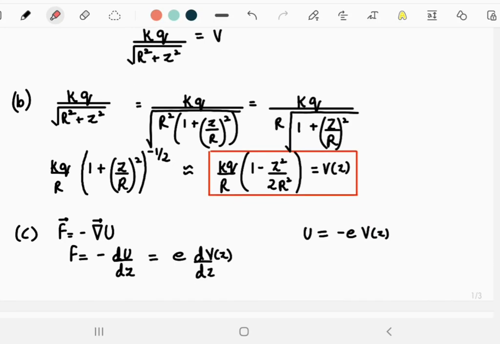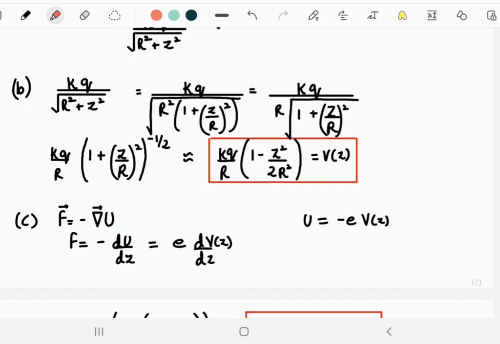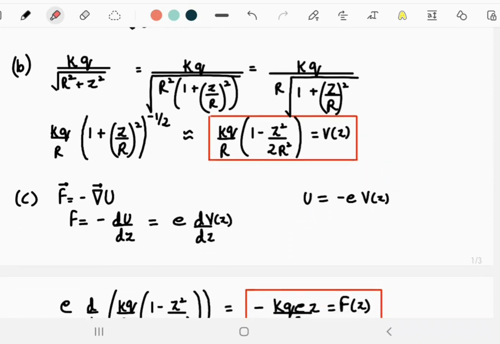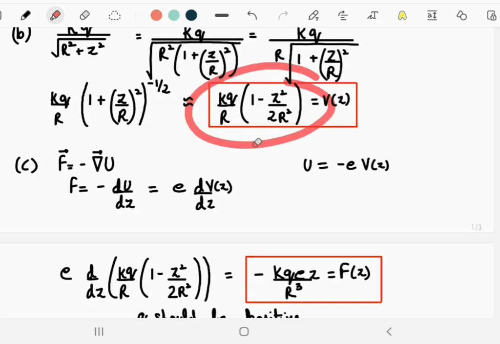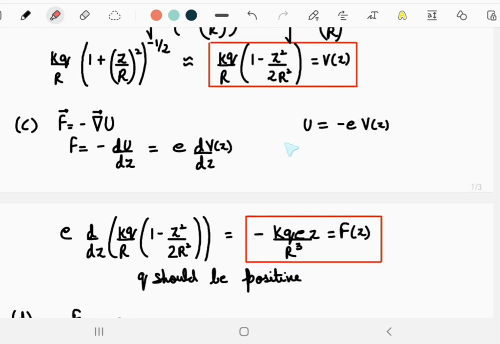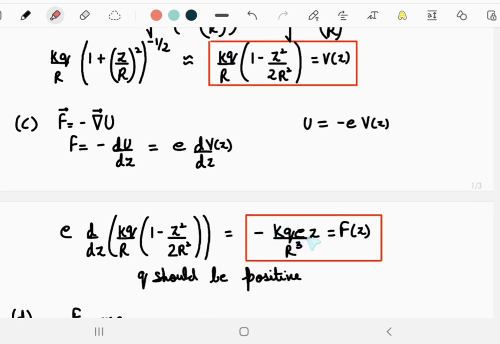Okay, so we all know that F is equals to negative gradient of potential energy, so F will be equals to minus dU by dz, and we can write this potential energy is equals to q into V. q है minus e and potential है ये वाला एक्सप्रेशन होगा पोटेंशियल का, so it will be minus e dV by dz. Okay, तो इस एक्सप्रेशन को बस z के रेस्पेक्ट में डिफरेंशिएट करेंगे हम. On differentiating this expression we'll get minus k q e z by r cube. So this is the force experienced by the electron when z is very less than r.